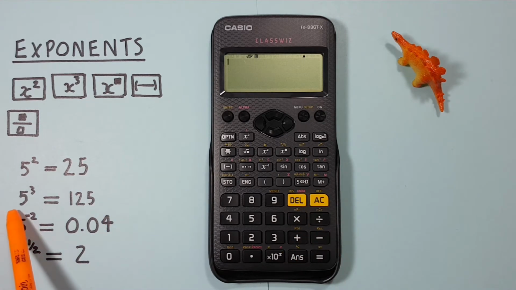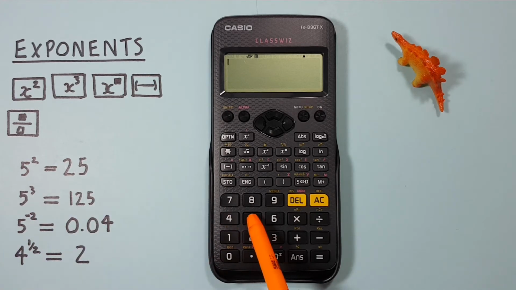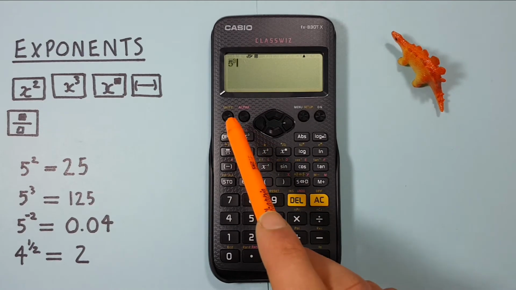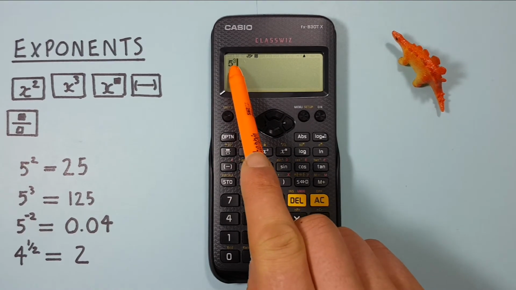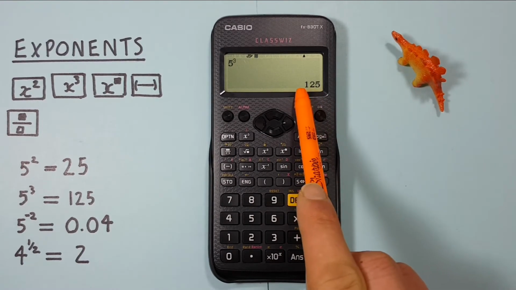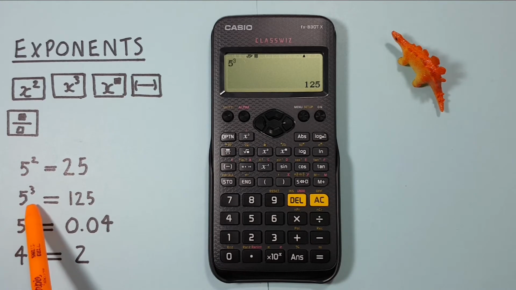If we want to cube a number, or find the power of 3, we do it the same way. We start by placing our 5 on the screen, and then we hit the x cubed key. We see we now have an exponent of 3. We press equals, and we see we get our result of 125 is equal to 5 cubed, or 5 to the power of 3.